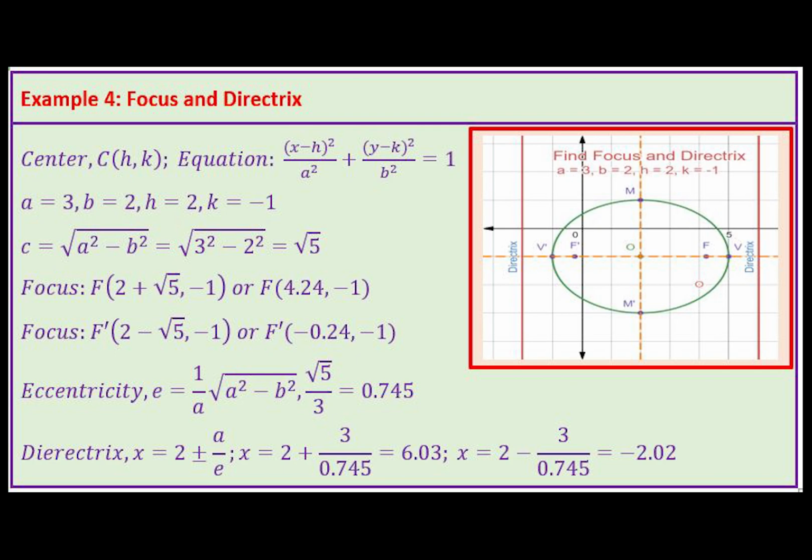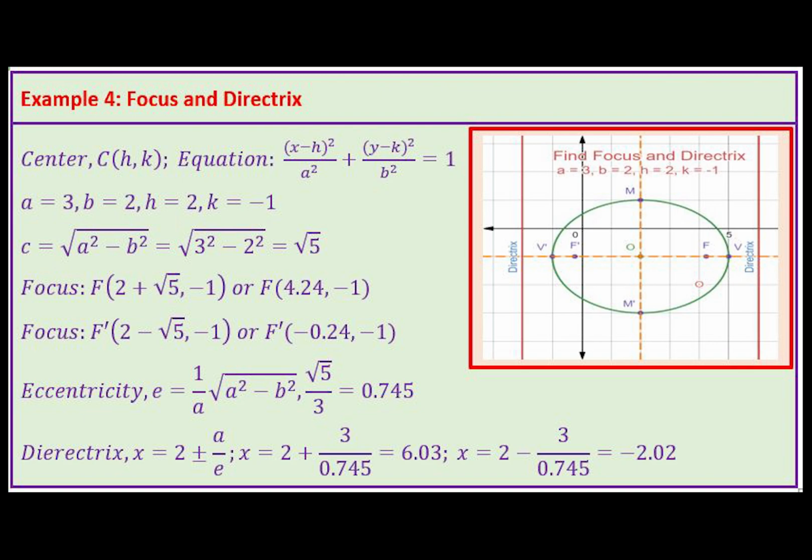I hope you got the answer for example 4. Here is the summary of the solution. As you saw, the ellipse was translated 2 units to the right and 1 unit down. That resulted in the center being at (2, minus 1). From the center of this ellipse, along the major axis, which is horizontal, the value of a is 3, and along the minor axis, the vertex is at 2. So a is 3, b is 2.